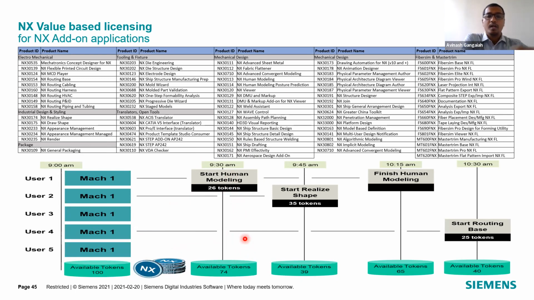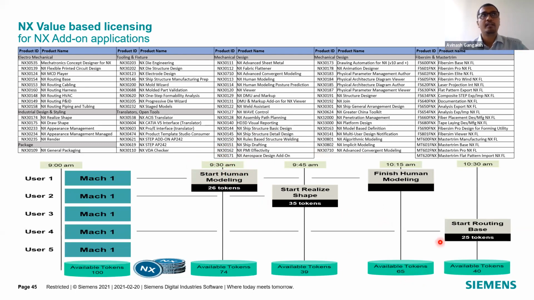26 is consumed, right? So what happens is, let's say at 9:45, another engineer wants to do something on aesthetic design in terms of getting the right styling in place and all those things, right? Again, that consumes a certain number of tokens. So 74 minus 35, we are left with 39. But at 10:15, your engineer, the first one who launched a particular module, in this case human modeling, has completed his work, and once he's done that, he's going to shut this license down. This particular module or 26 tokens will go back into your pool. 26 plus 39, you're looking at 65 tokens again, right?